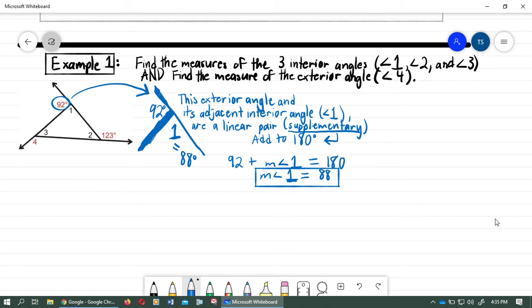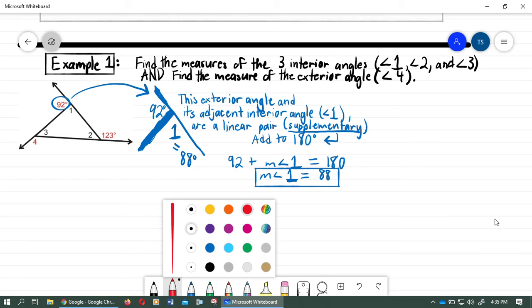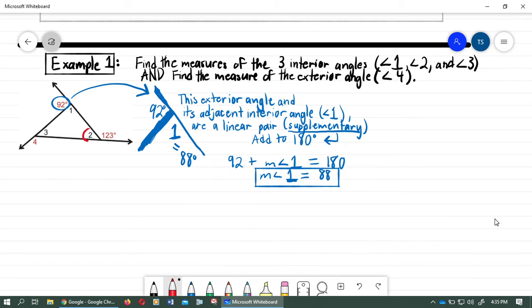And folks, we can do the same thing with angle 2. We can do the exact same thing with the exterior angle 123, because it has an adjacent interior angle that we can go ahead and find the measure of. So let's go ahead and do that as well.